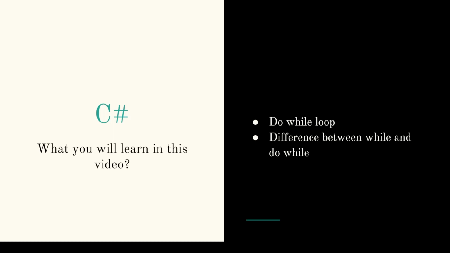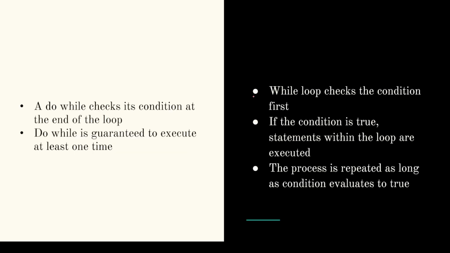Now let's understand the difference between the while and do while loop. Okay, so the first difference is while loop checks the condition first. As we have seen already, while loop was checking the condition first and then only it was going ahead and executing the piece of code. Whereas in case of do while loop, it will first execute the code and at the end of the loop, it will check the condition. That's why do while is guaranteed to execute at least one time. But in case of while, it will first check the condition. If the condition is true, then only it will execute the loop. Okay. And the process will be repeated as long as the condition evaluates to true.